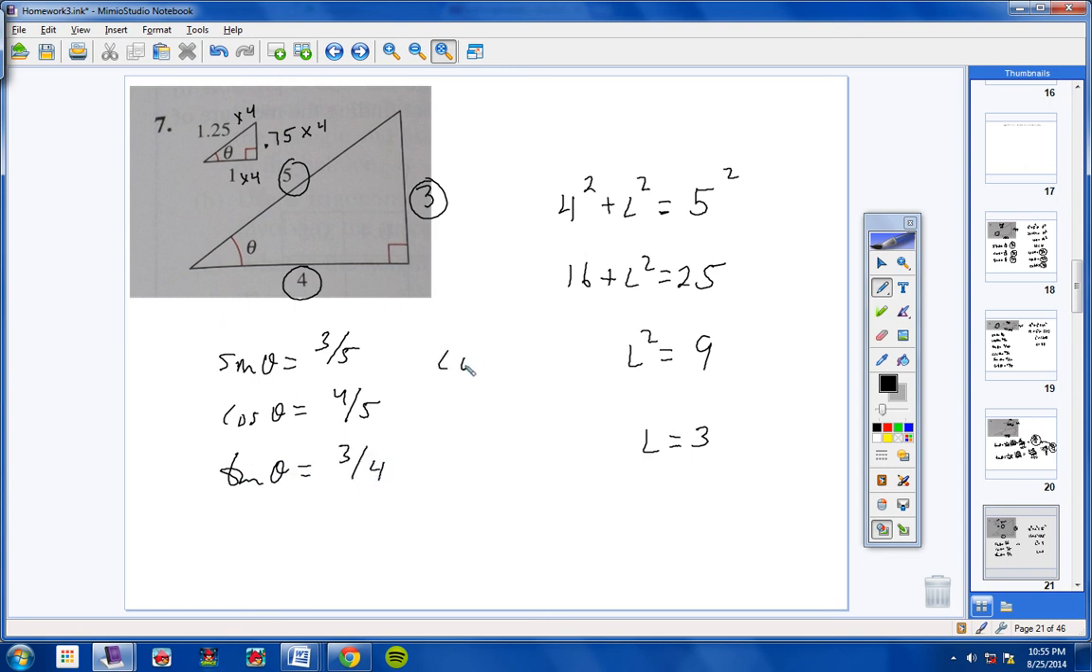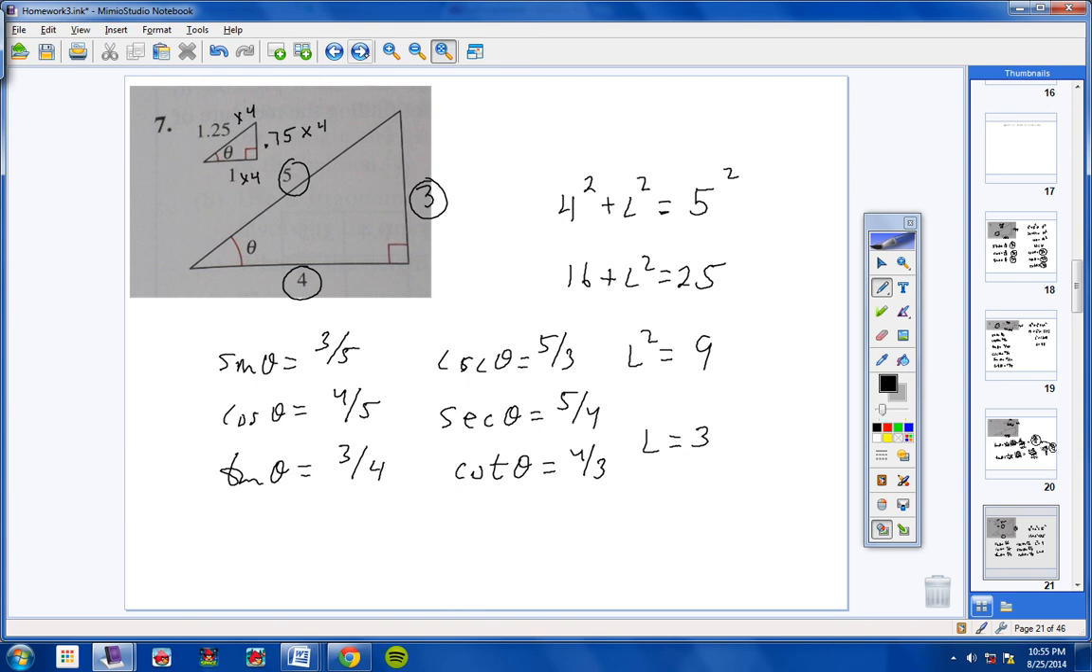The cosecant of theta would be the reciprocal of sine, so 5/3. The secant of theta would be the reciprocal of cosine, which would be 5/4. And then cotangent would be the reciprocal of tangent, which would be 4/3. Let me check the answer key real quick to make sure I'm not making a little mistake somewhere, but this does look accurate, and yes, it is.